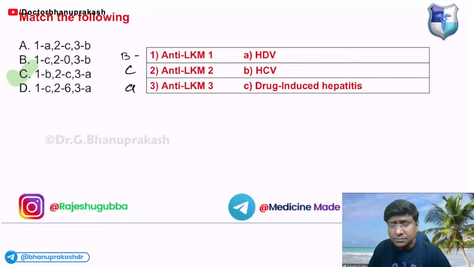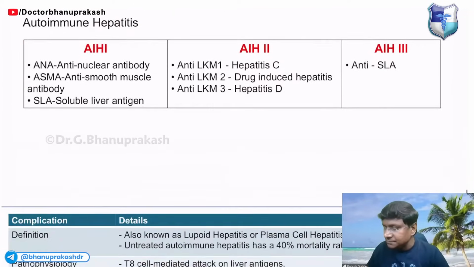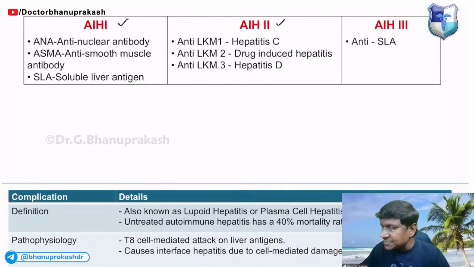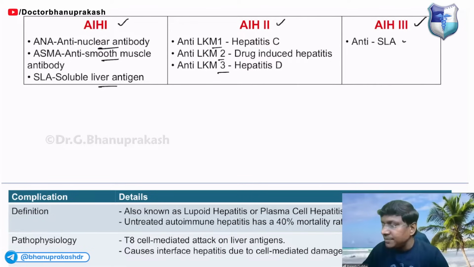If you see, there are three types of autoimmune hepatitis: autoimmune hepatitis 1, 2, and 3. In autoimmune hepatitis type 1, the antibodies are anti-nuclear antibody, anti-smooth muscle antibody, and soluble liver antigen. In autoimmune hepatitis type 2, the antibodies are mainly anti-LKM 1, 2, and 3: 1 in hepatitis C, 2 in drug-induced hepatitis, 3 in hepatitis D. And in autoimmune hepatitis type 3, the antibody is anti-soluble liver antigen.